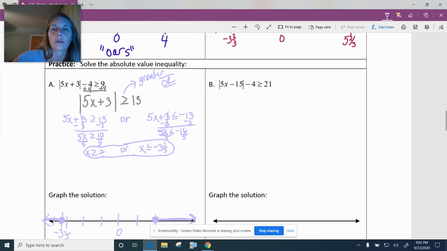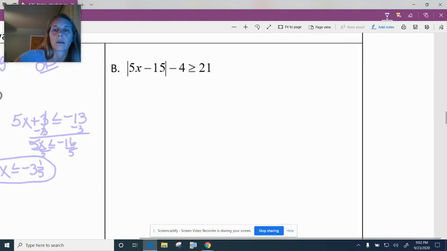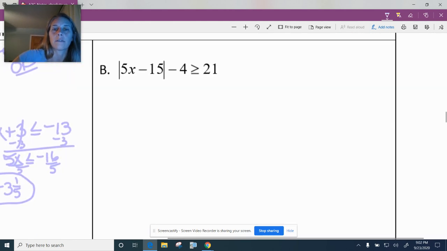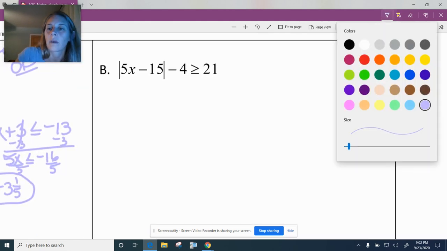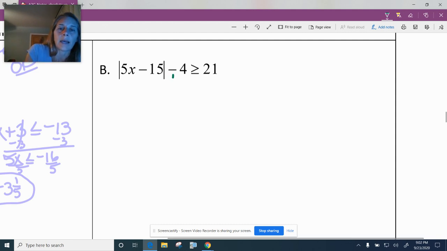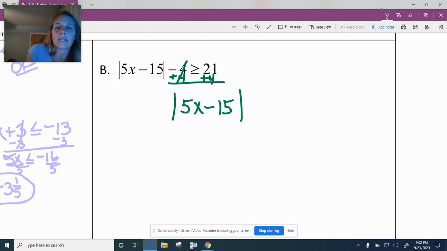Okay, last one on this. See if I can enlarge it enough so you can see it well. Okay, so again, bringing that 4 over because we need to isolate this absolute value portion. So I have 5x minus 15 greater than or equal to 25. Obviously, we can see that that's a greater than, so this is going to be an OR problem once again.